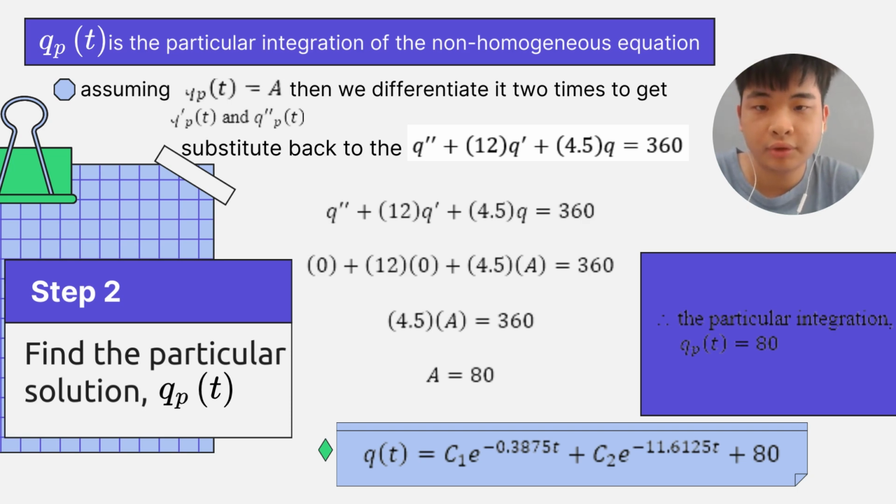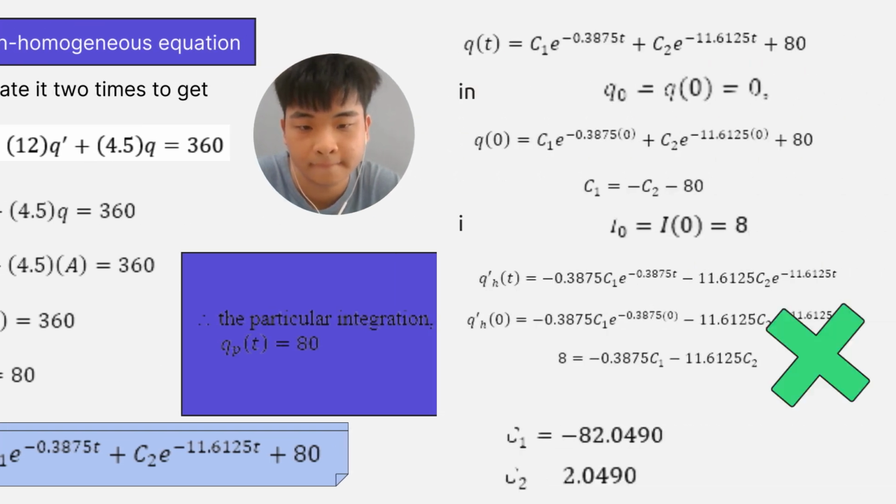Next is to find the particular solution by solving the non-homogeneous equation. We assume q_p(t) equal to A, and we differentiate it two times to get q_p prime and q_p prime prime. After that, we substitute back into the differential equation and find that A is equal to 80. So our particular integral q_p(t) is equal to 80, and the general solution of the electric potential is C1 e power of negative 0.3875t plus C2 e power of negative 11.6125t plus 80.